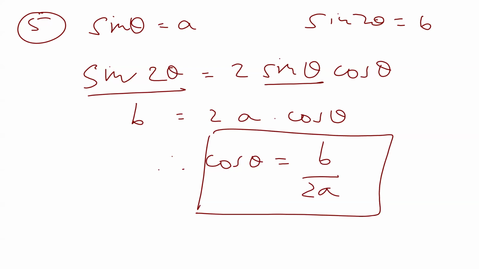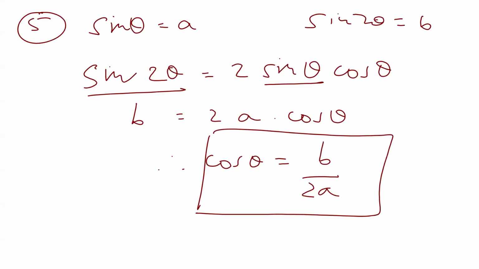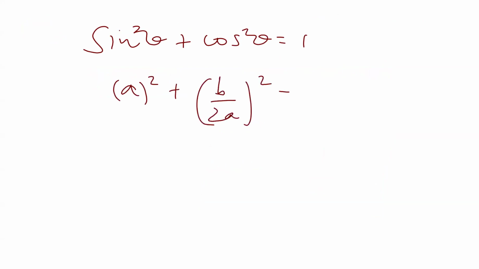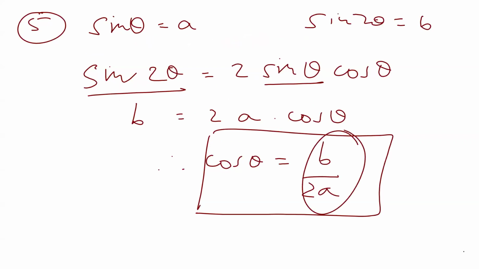Let's go to question number 6. Oh, sorry, there is one more part remaining over here. They're asking us to eliminate theta. Find the relation between A and B not involving theta. So we have to eliminate theta. So to eliminate theta, I'll make use of the fundamental identity sine square theta plus cos square theta is equal to 1. Sine square theta, sine theta is A, so this will be A square. Cos theta is B upon 2A, which we just calculated.